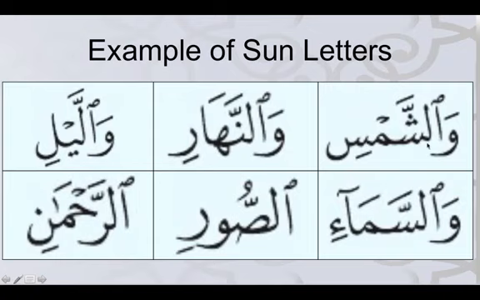Now notice I didn't say wal shamsi. Why? Because this lam, its sukoon is skipped. It's not written, it's not there. We've combined waw fatha with sheen shadda. Washamsi. This is an example of a sun letter. Moving on.